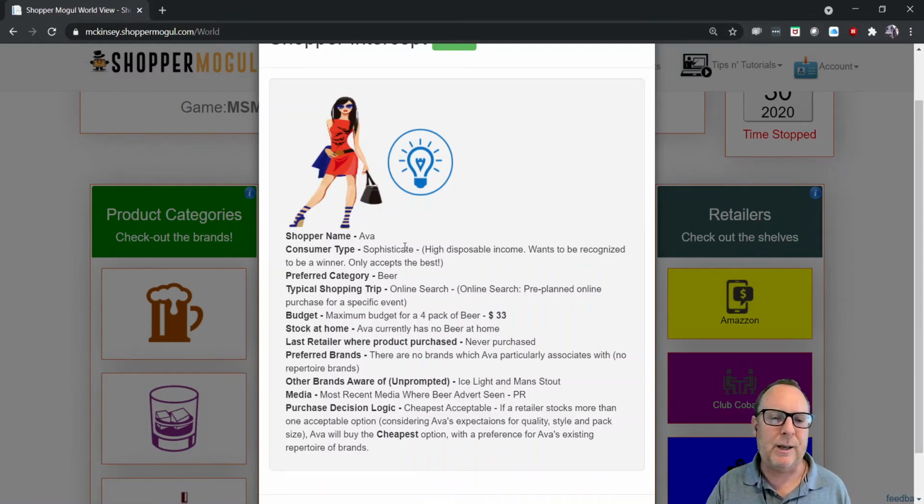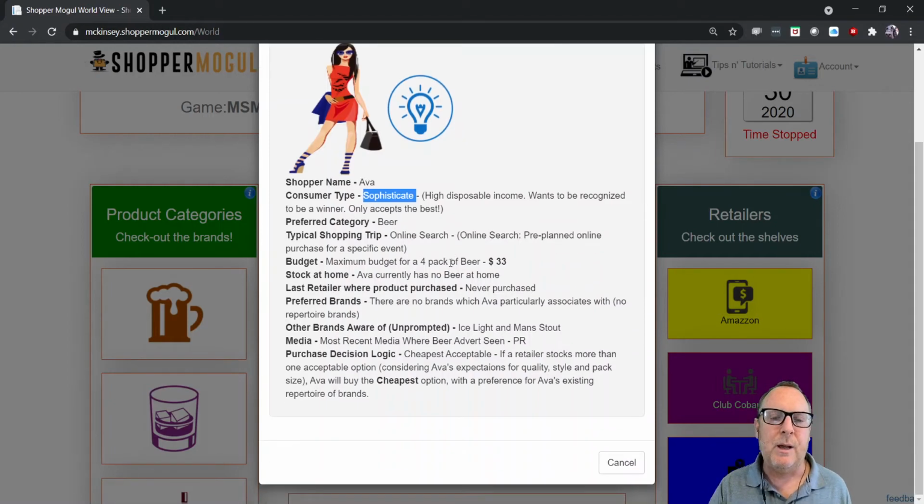So in this case we can see we've stopped Ava. She happens to be a sophisticate, so somebody with high income, high expectations. She drinks beer. She normally buys her beer online, and we can see she has a certain budget available to her, and we can see information about her purchase habits.